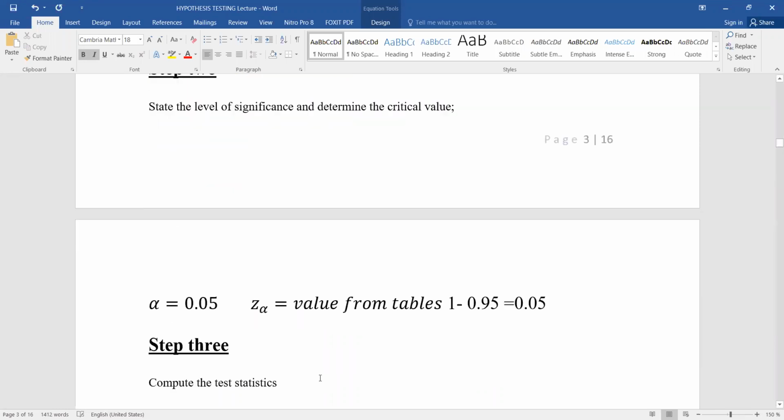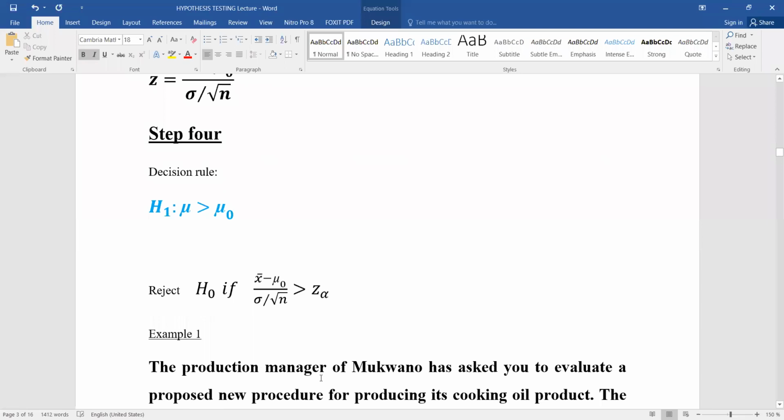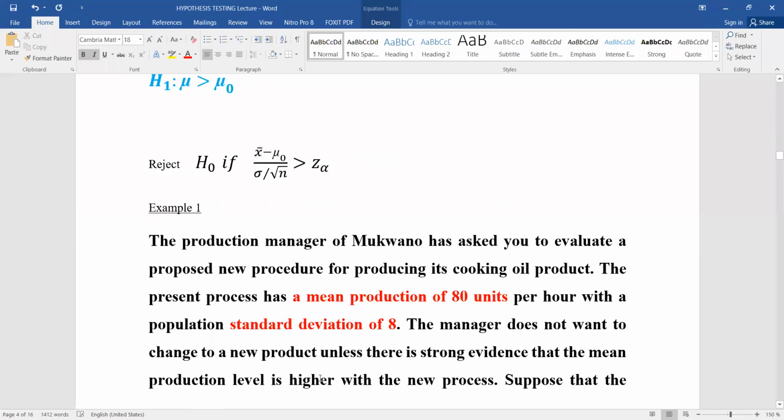So let us first leave the formulas. We shall come back to it. Let us first look at an example.